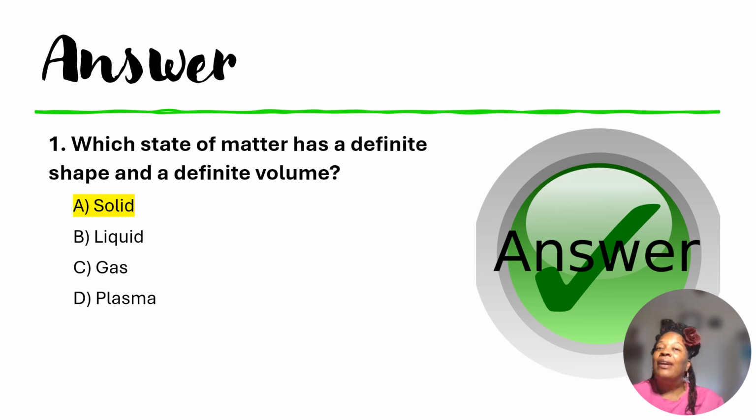Remember, liquids have a definite volume but take the shape of their container. Gases have no definite shape or volume, and plasma is an ionized gas with free moving ions and electrons.